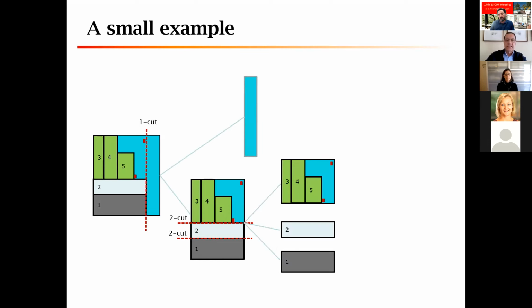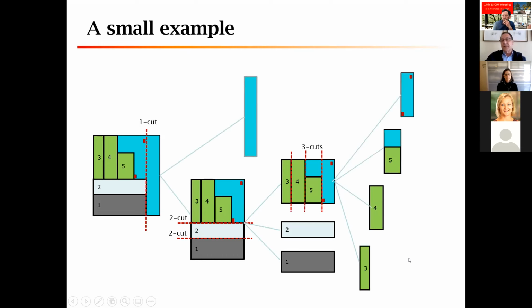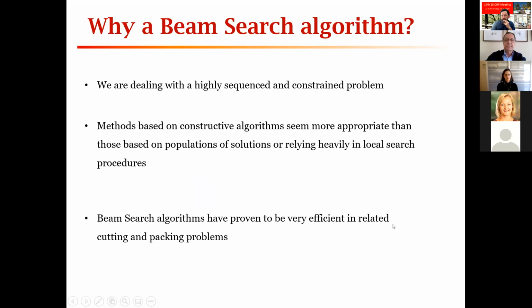The second cut is a horizontal cut and produces these three parts. The third stage, again vertical, produces these pieces. And finally, we can trim this rectangle to produce piece 5 and a waste area. As you can see, pieces 3, 4, and 5 are cut in the order given by the stack.